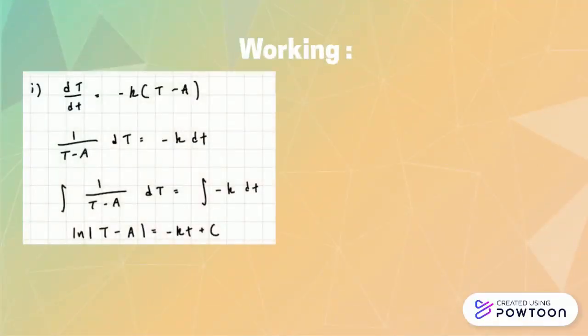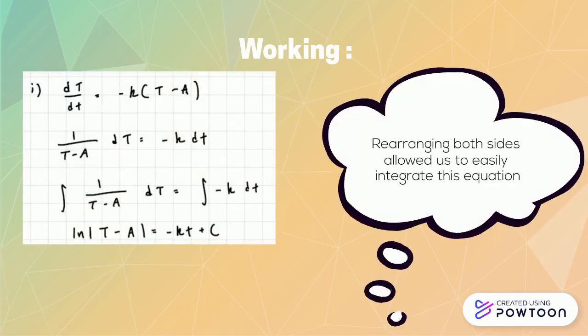In this example for part 1, rearranging the equation so that all the temperature variables are on the same side allows us to integrate both sides of the equation, the left-hand side becoming a natural log and the right-hand side becoming a linear equation of time t, with the constant of integration as shown. However, as we are discussing the cooling of a metal, we can assume the surrounding temperature is lower than that of the metal, so the absolute value sign is unnecessary.